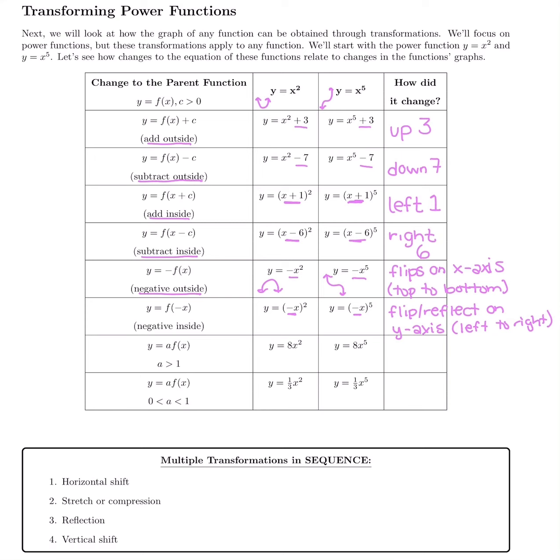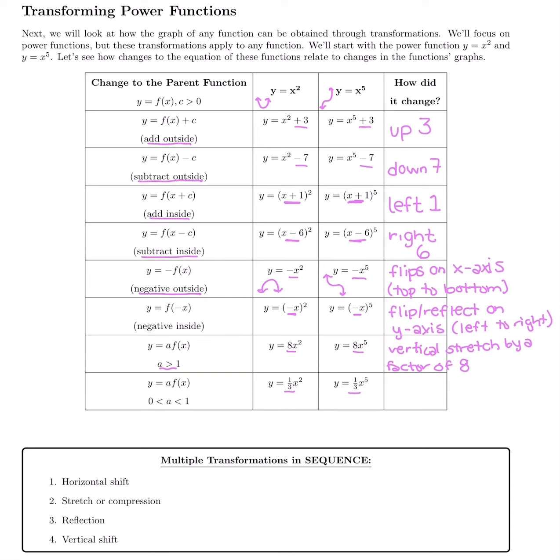We've seen these factors out front before as well. When you have a number bigger than 1 out front, it makes it skinnier. It pulls it up so that it has a faster increasing slope. We call that vertical stretch, by a factor of 8.